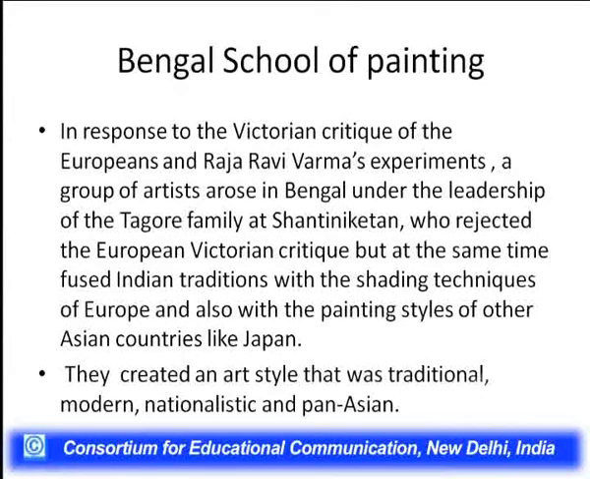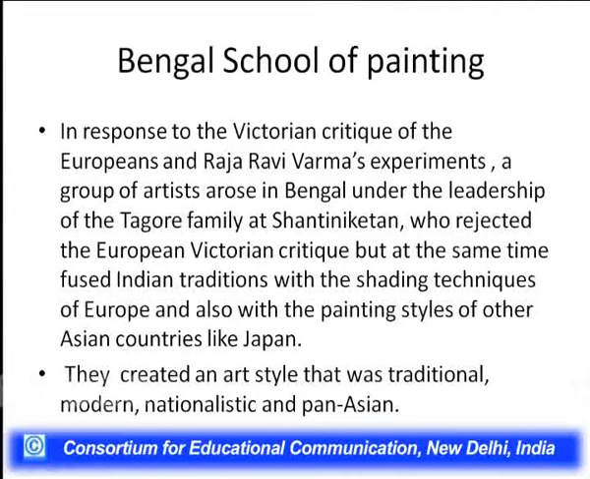So, having discussed Raja Ravi Verma's artwork, now the next major change and transformation that came about was the Bengal school of painting. This was definitely in response to the Victorian critique of the Europeans and Raja Ravi Verma's experiments, that a group of artists arose in Bengal under the leadership of the Tagore family at Shantiniketan.